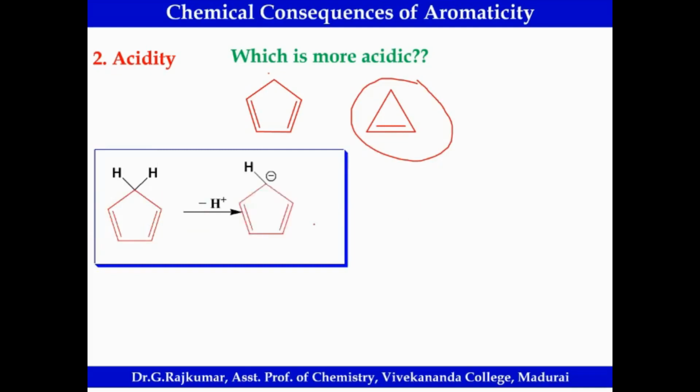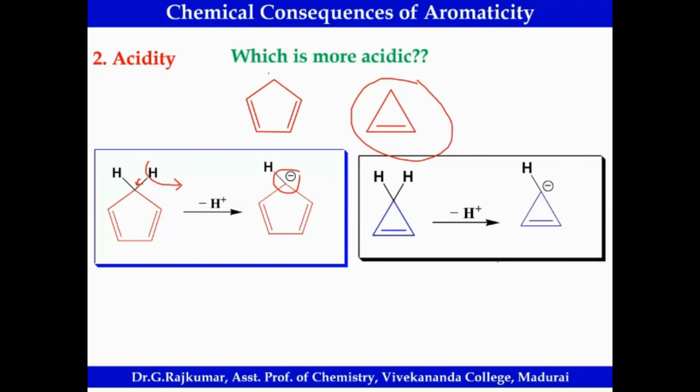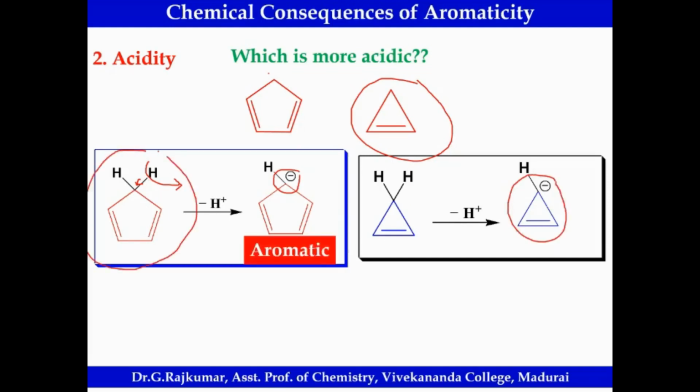Okay. Look at this. So acidity means it should donate a proton, H plus. It goes like this, and this electron goes to this carbon. Okay, it becomes carbanion, cyclopentadienyl anion. This compound is aromatic. Cyclopropene, after losing its proton, becomes cyclopropenyl anion. Okay, this compound is anti-aromatic. Hence, this compound readily gives its proton because it attains aromaticity.